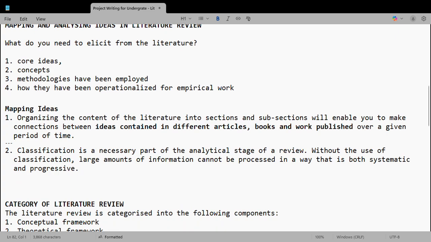So now, mapping ideas. Mapping ideas simply means to organize our content into sections and subsections, and this will enable us to make a connection between ideas that are contained in different articles, ideas that are contained in different books, ideas that are contained in published papers over a given period of time.